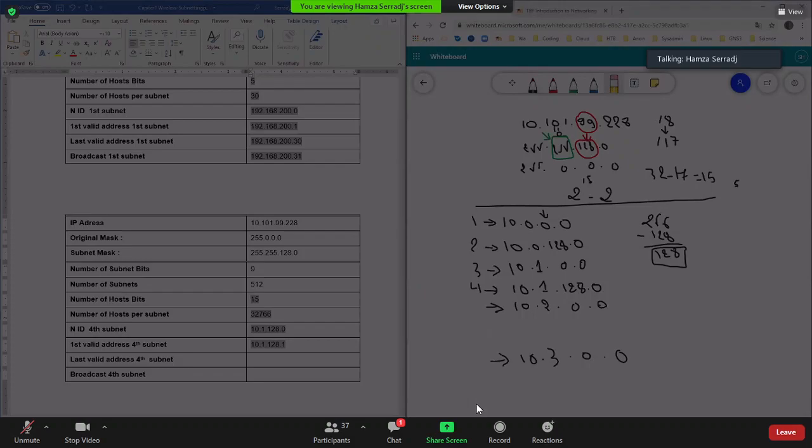I don't need those here. I'm gonna just put this one here. So 10.2.0.0. So this is the fifth one, right? Now to be able to know what is the broadcast address, we know the rule. So this one minus 1. So what is the address just before this one? Who can tell me what is the address just before 10.2.0.0?